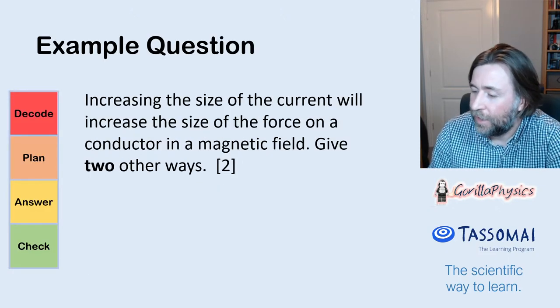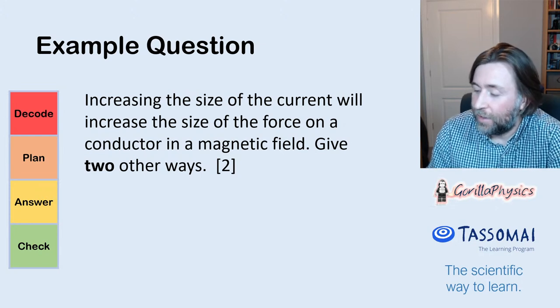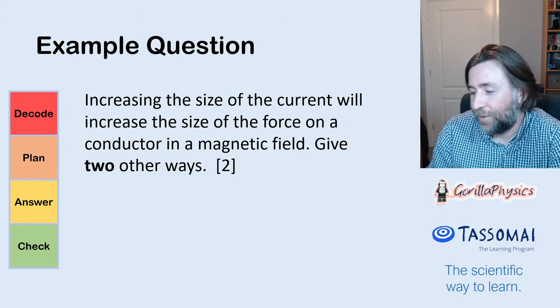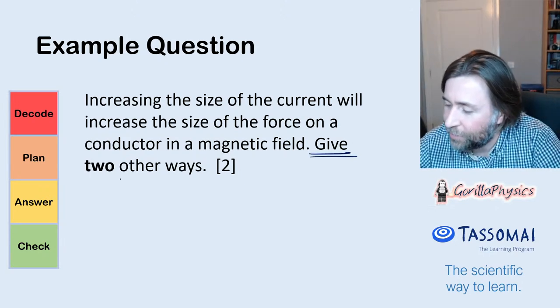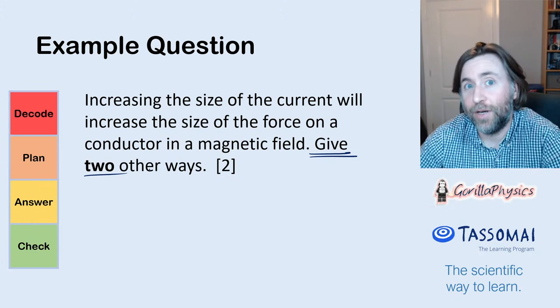So here's an example question. Increasing the size of the current will increase the size of the force on a conductor in a magnetic field. Give two other ways. Now, they often do this. This is not a tricky one, but you just need to think of two other ways.